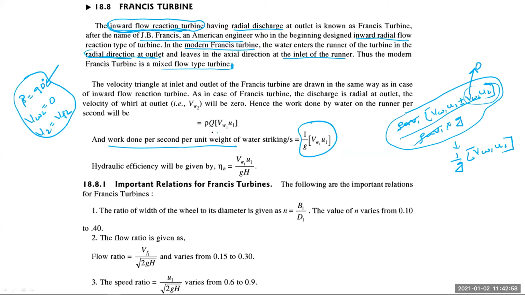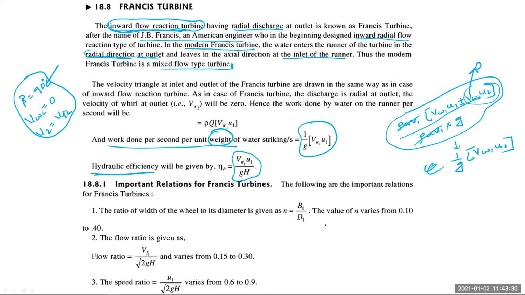Per unit weight, when it is coming, weight is nothing but mass into acceleration. For this case, we all know that it is nothing but your mass flow rate, and mass flow rate is given by rho A V1. So rho A V1 cancelled out. This is what is left. In the same way, your hydraulic efficiency will be given by VW1 U1 upon g into H.